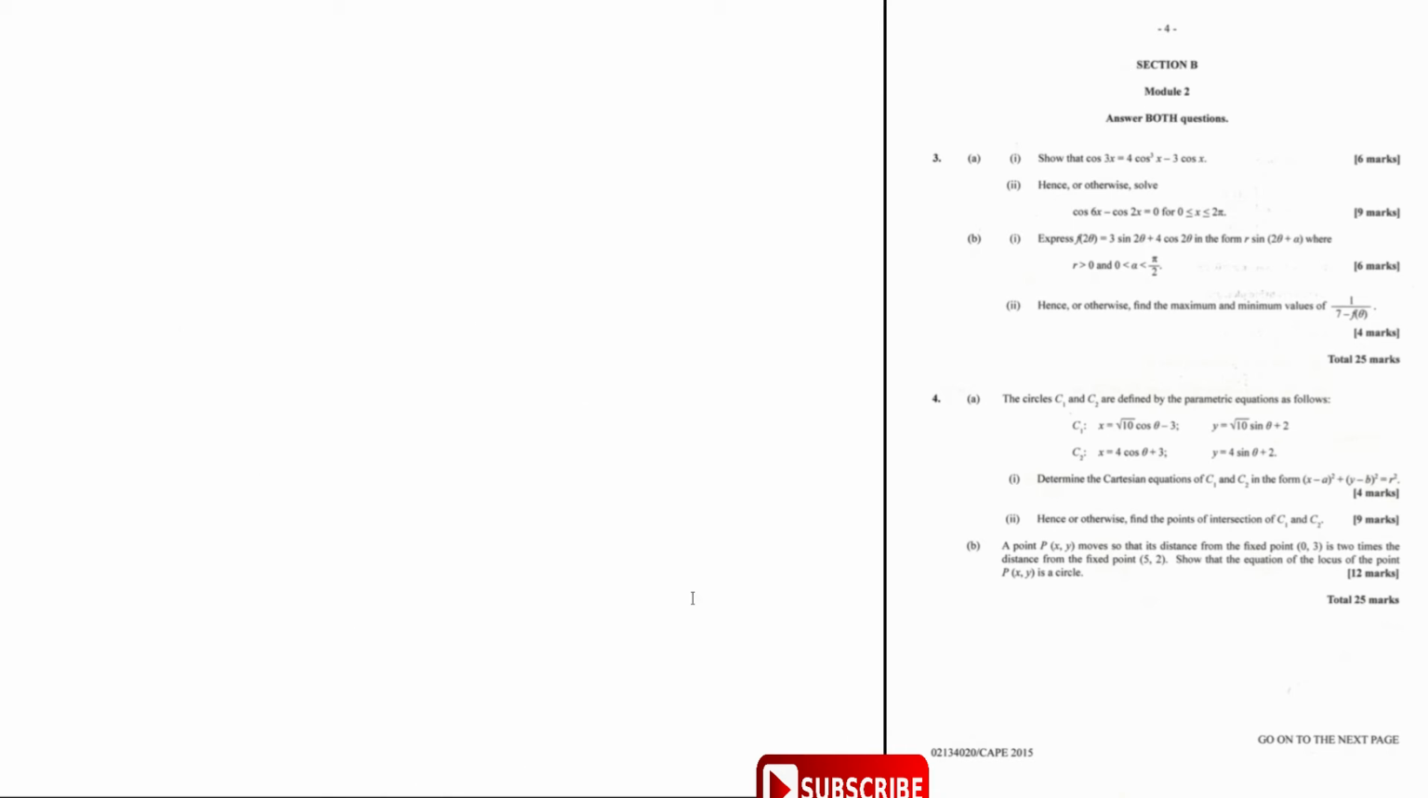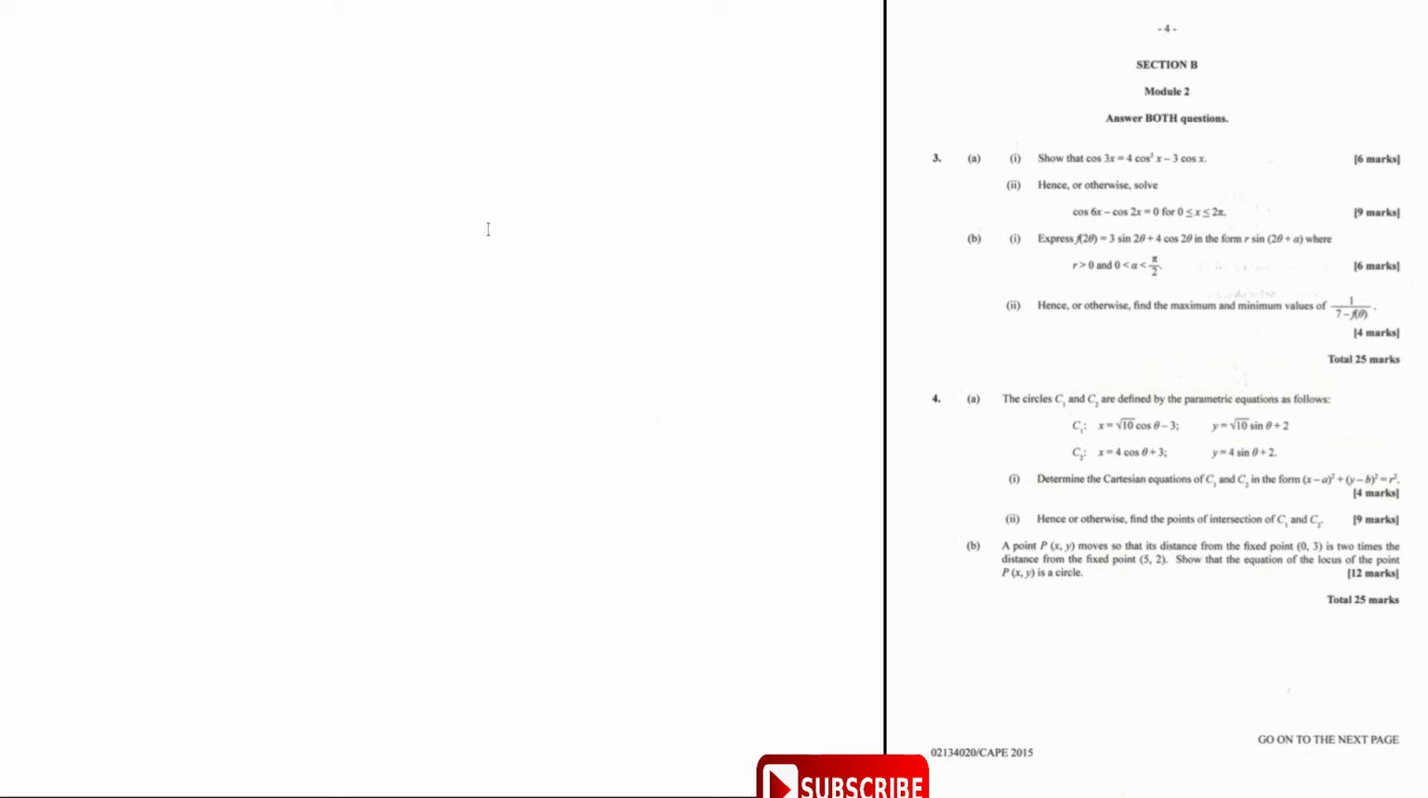Now we can go to question 4. Question 4 says the circles C1 and C2 are defined by the parametric equations as follows. C1 is x equal to root 10 cos theta minus 3, y is root 10 sin theta plus 2, and C2 is another parametric equation. It says determine the Cartesian equation of both of them.